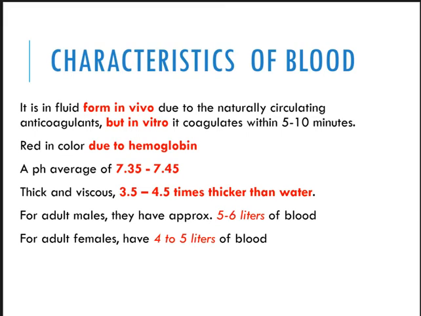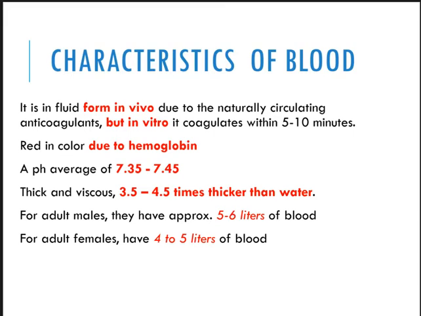It has a pH average of 7.35 to 7.45. It is also thick and viscous, as it's 3.5 to 4.5 times thicker than water. That's why we have the saying blood is thicker than water. Scientifically speaking, blood is 3.5 to 4.5 times thicker than water. So please remember that.